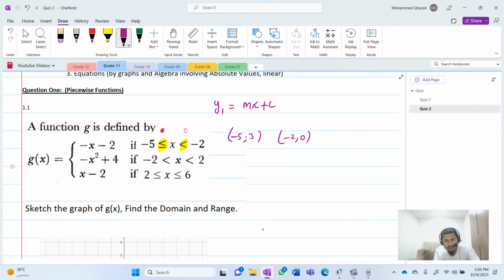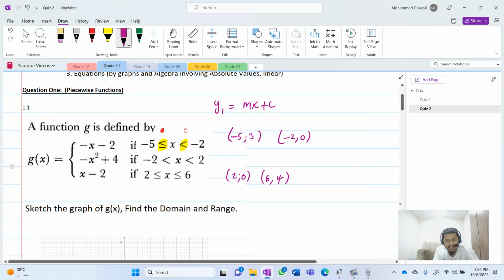If we try the same method here, if we substitute 2 inside this function, we will get 2 and 0. And if we substitute 6 inside this function, we will get 6 and 4. So we have 2 coordinates, we can join a straight line. Now what about the middle one, which is negative x squared plus 4? Negative x squared plus 4, which is the second graph, is written in vertex form or the turning point form, which is a times x minus p all squared plus q. We know the value of a in the front is negative, so we know that the graph is basically a sad face, it's a frown.